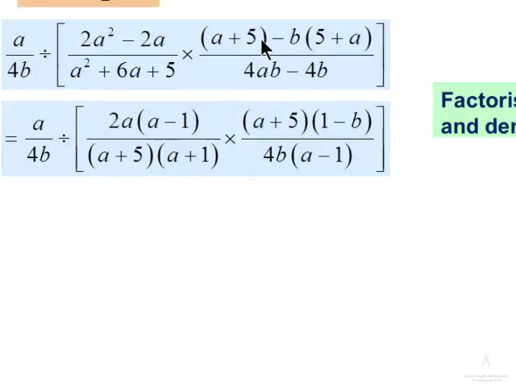And similarly, for the second factor of the product in the square brackets, in the numerator, we see that a plus 5 is a common factor. Yes, 5 plus a is the same as a plus 5. We take it as a common factor, and we're left with the factor 1 minus b in such an instance. Below the line, the denominator position as indicated, we have 4b as a common factor into a minus 1.